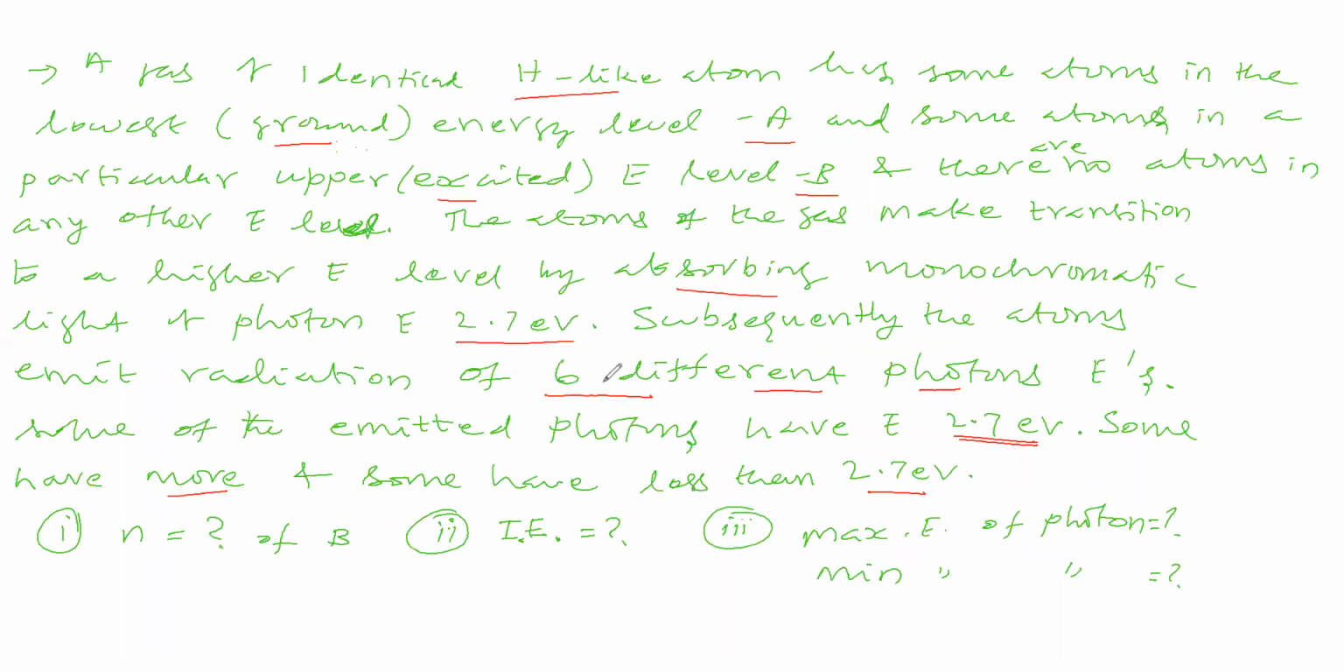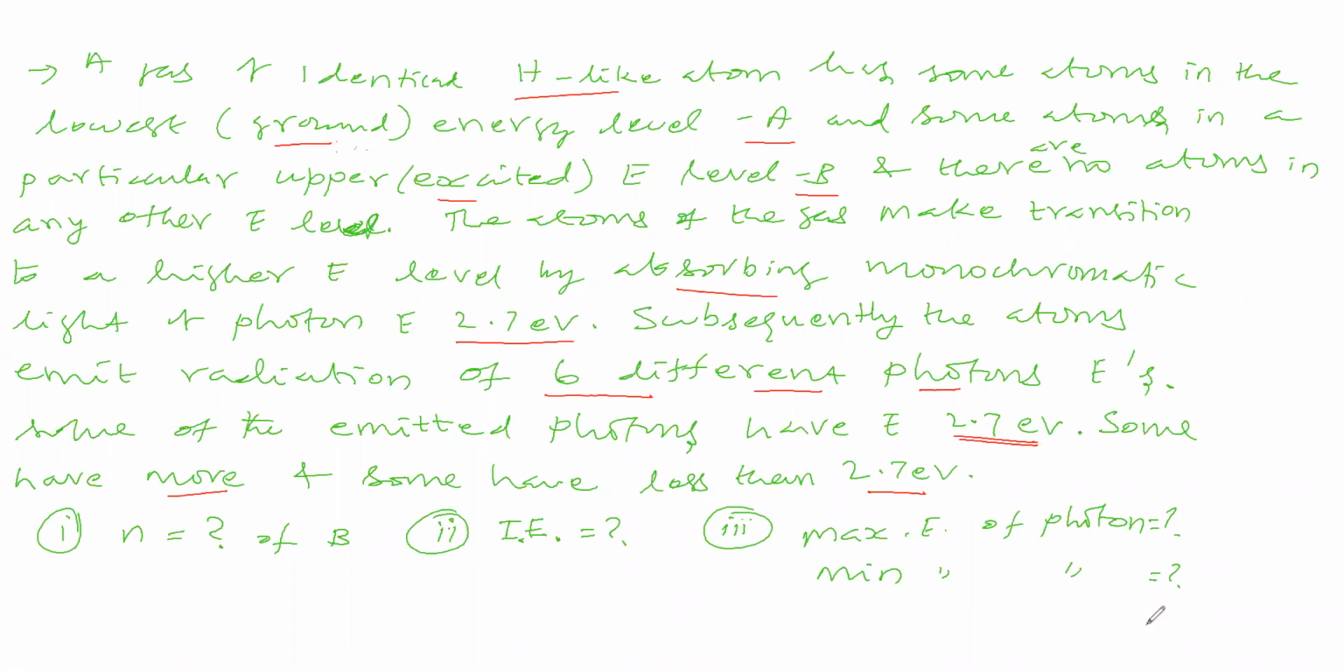Here, the 6 different photons mean some have energy 2.7 electron volt, some have energy more than 2.7, some have energy less than 2.7. First we will see regarding this. One is 2.7, next greater than 2.7, next less than 2.7.